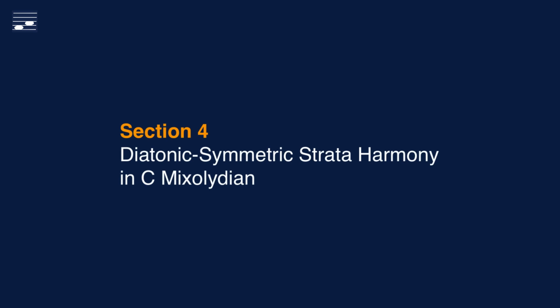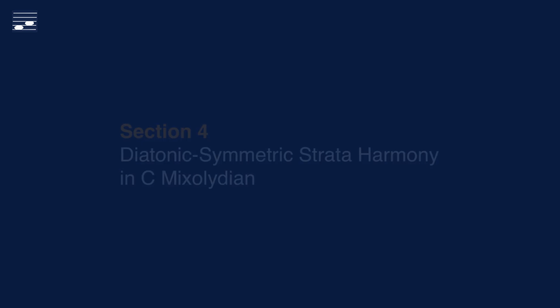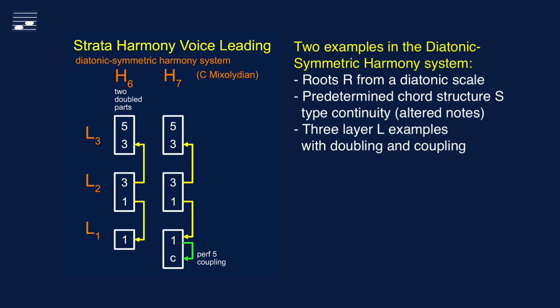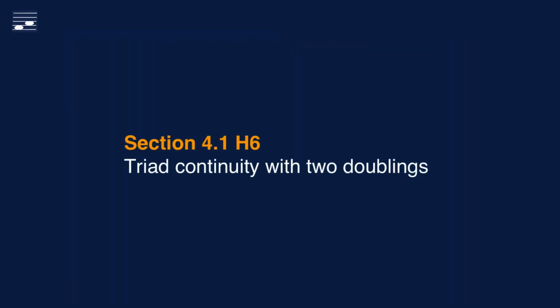The next 2 examples are in the Schillinger Diatonic-Symmetric harmony system. Chordal functions are distributed over 2-part layers and will introduce doubling and coupling. The diagram shows the 2 doublings, but first have a look at the chord progression.